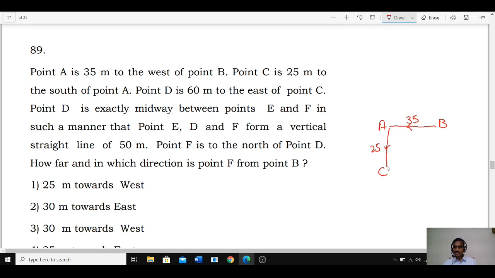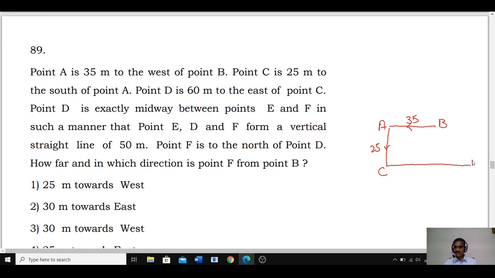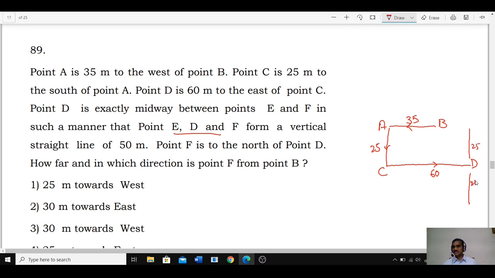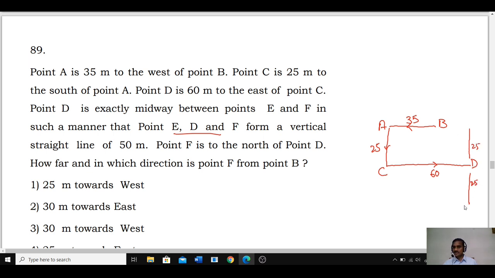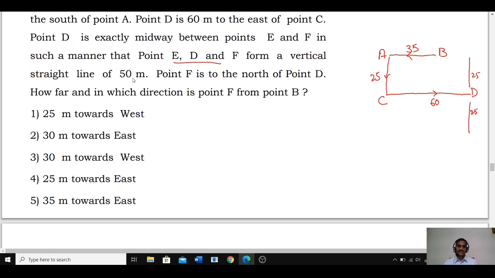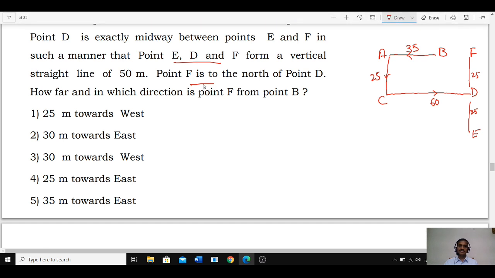D is 60 meters to the east of C. From here, D is somewhere here, which is 60 meters. And D is exactly midway between E and F, in such a way that EDF forms a vertical straight line of 50 meters. Here 25, here also 25, because D is exactly at the center. Out of which F is to the north of B. F will be here, 25, and E will be here. EDF forms a straight line.